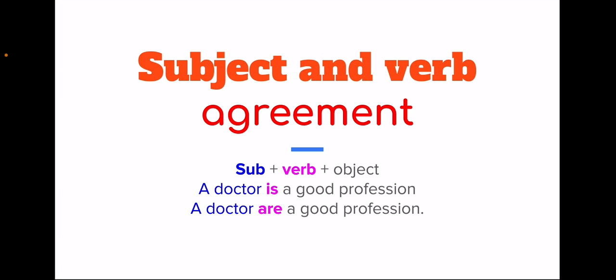I'm sure that all of you can know which one is the correct sentence, right? The above one. A doctor is a good profession is correct. A doctor are a good profession is incorrect because a doctor means one doctor, singular. Subject is singular, so the verb should be singular. For example, he is a student. She is a girl, right? She is a good girl. So we use is with a singular subject.